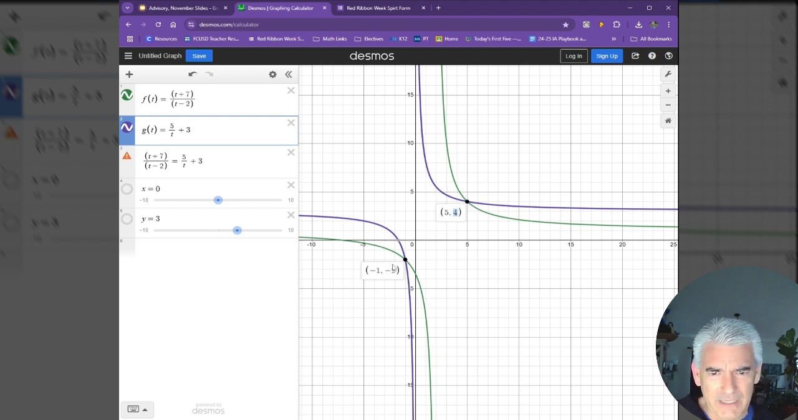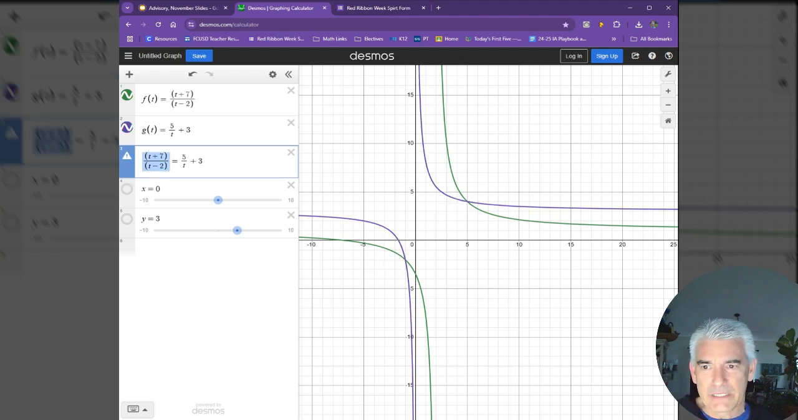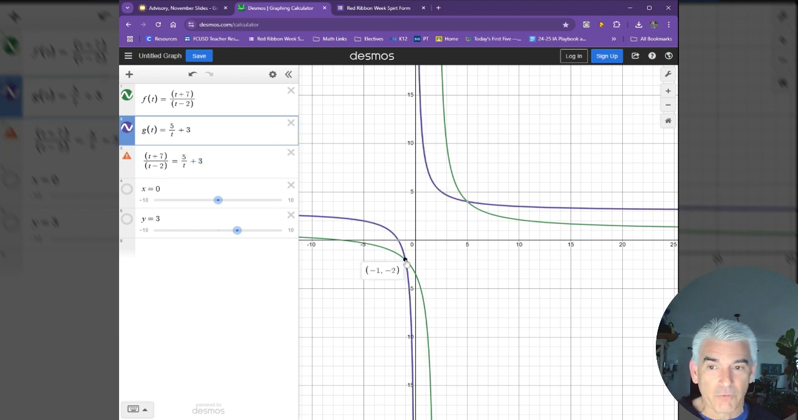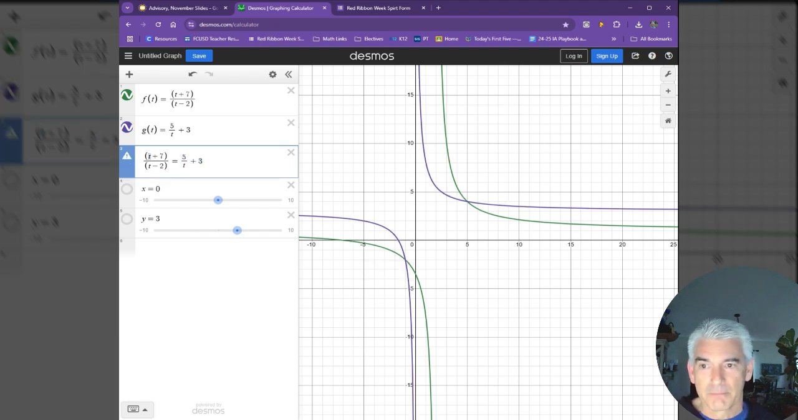What about the 4? And what about the -2? Well, if I were to plug 5 in for t, this side would equal 4, and this side would equal 4. The value of t that makes that true is 5, though. So we say t equals 5 is the solution, and 4 is just what it makes either side. If I were to plug in -1, -1 plus 7 is 6. -1 minus 2 is -3. So 6 over -3 is -2.